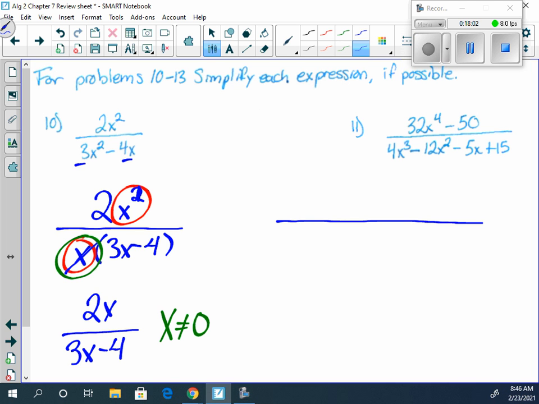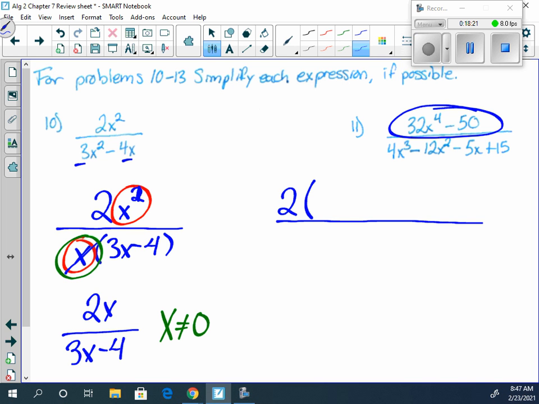And I know for sure that we have 2. But there might be one bigger, and if there is, we can look at it here in a minute. But I want to at least factor out 2. Now, there's not a variable in common with both 32x to the fourth and 50 here. So we'll factor out 2 at least.